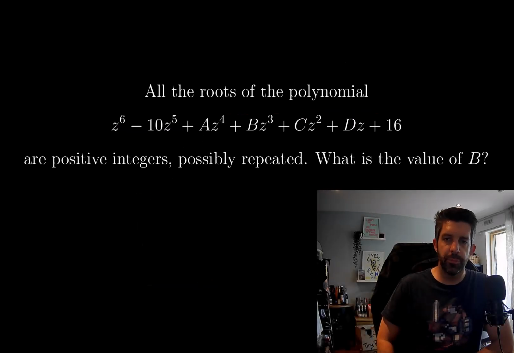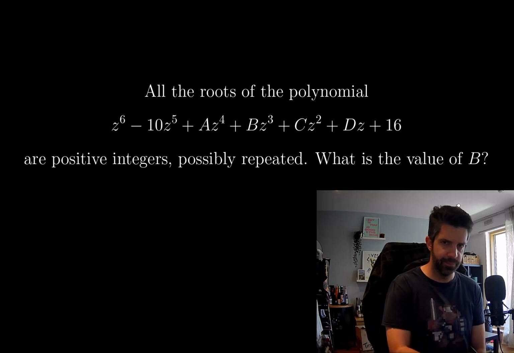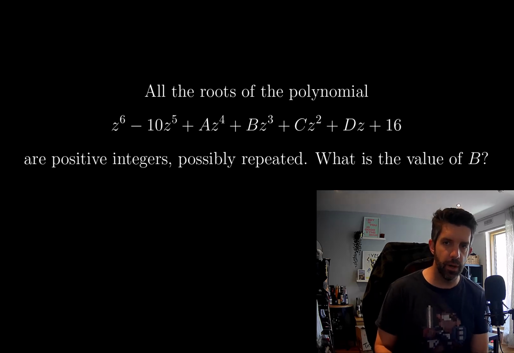All the roots of the polynomial z to the 6 minus 10z to the 5 plus az to the 4 plus bz cubed and so on plus 16 are positive integers, possibly repeated. What is the value of b? Interesting. All of the roots are positive integers.